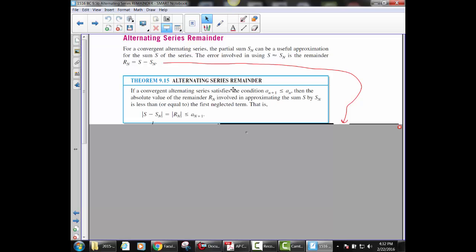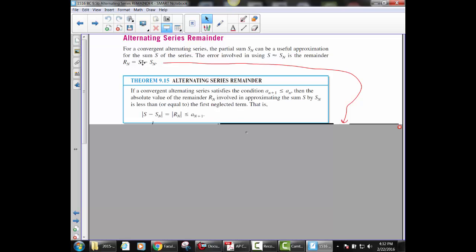So here's the alternating series remainder theorem. If a convergent alternating series, and by the way, this right now is only working with alternating series and it has to be convergent. If a convergent alternating series satisfies the condition that an plus 1 is less than or equal to an, in other words, the terms are decreasing, then the absolute value of the remainder Rn involved in approximating the sum S by Sn is less than or equal to the first neglected term.